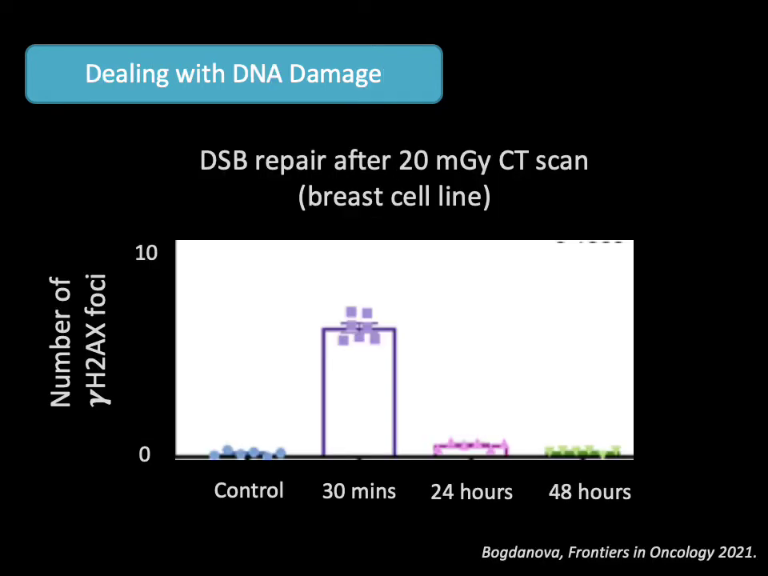These data are from a cellular study performed by looking at the number of gamma H2AX foci within breast epithelial cells exposed to 20 milligray of radiation during a CT phantom scan. It shows the number of foci in the control, or unexposed cells, and the number of foci 30 minutes, 24 hours, and 48 hours after exposure. This shows a slight persistence of DNA double-strand breaks, although this was not a statistically significant effect.